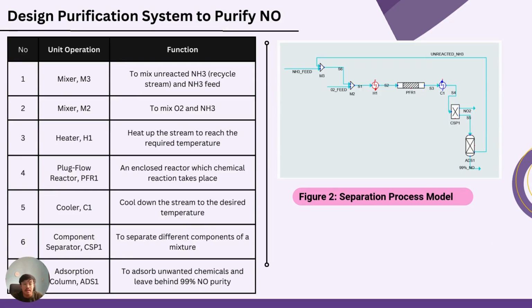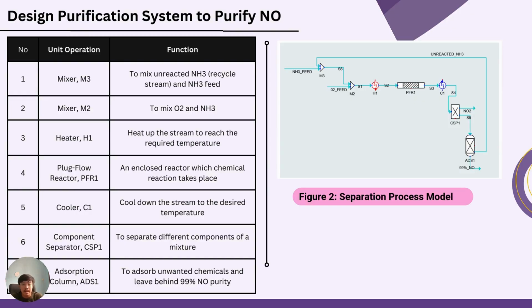So now we're going to discuss the design of a purification system to purify nitric oxide. So firstly, the process begins with two separate feed streams, which are ammonia and oxygen. Ammonia is introduced through the NH3 feed line, while oxygen comes from the O2 feed line. These streams are mixed at S1 to form a homogeneous reactant stream.